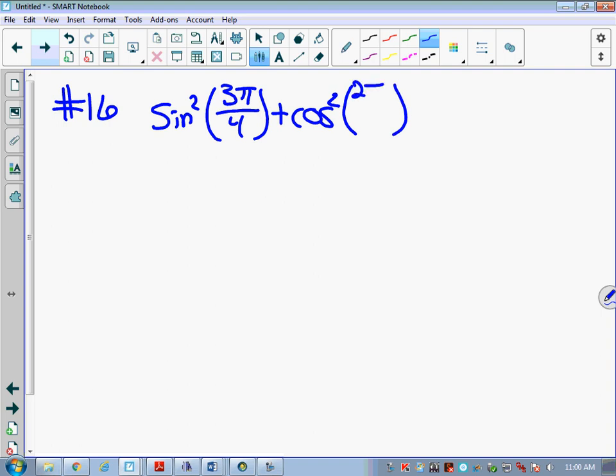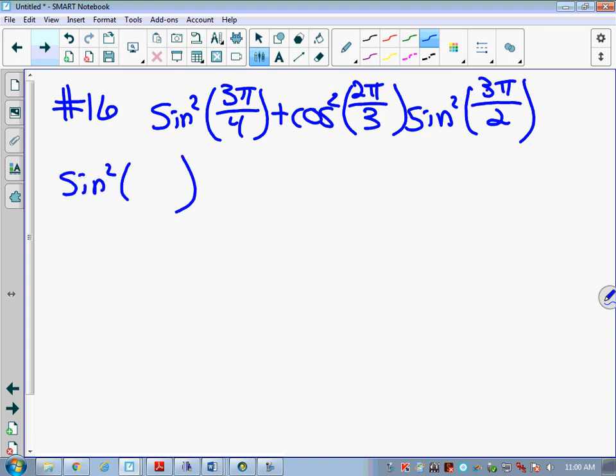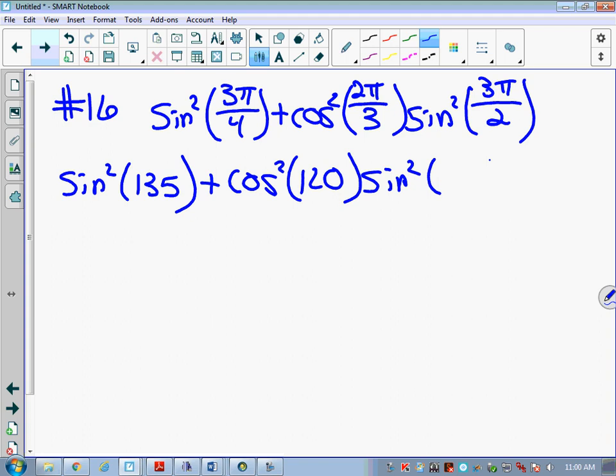2 pi over 3. And this is interesting because it's not a plus or a minus. It's multiplication. So sine squared 3 pi over 4 plus cosine squared 2 pi over 3, times sine squared 3 pi over 2. Okay? What do we want to do with our radians? Convert to degrees. So sine squared 3 pi over 4 is going to be 135. Cosine squared 2 pi over 3 is 120. Times sine squared 3 pi over 2, which is 270.